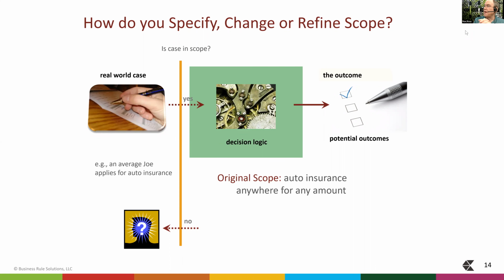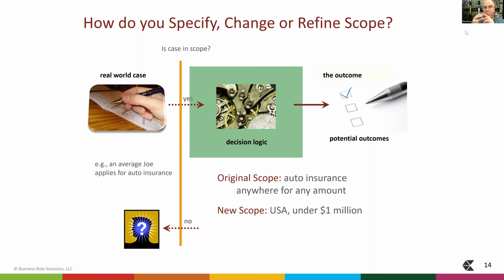It gives us some potential outcomes, but the scope was, of course, auto insurance, but apparently the original scope was that it applies anywhere for any amount of insurance. And it can either give you a definitive outcome for that, or it can't, in which case it'll hand it back to a human to resolve that decision. But, you know, what's going to happen is we're going to realize that's probably too large a scope. We're going to narrow our scope and we're going to say, hey, we really only want to consider the USA and let's only consider cases under $1 million.